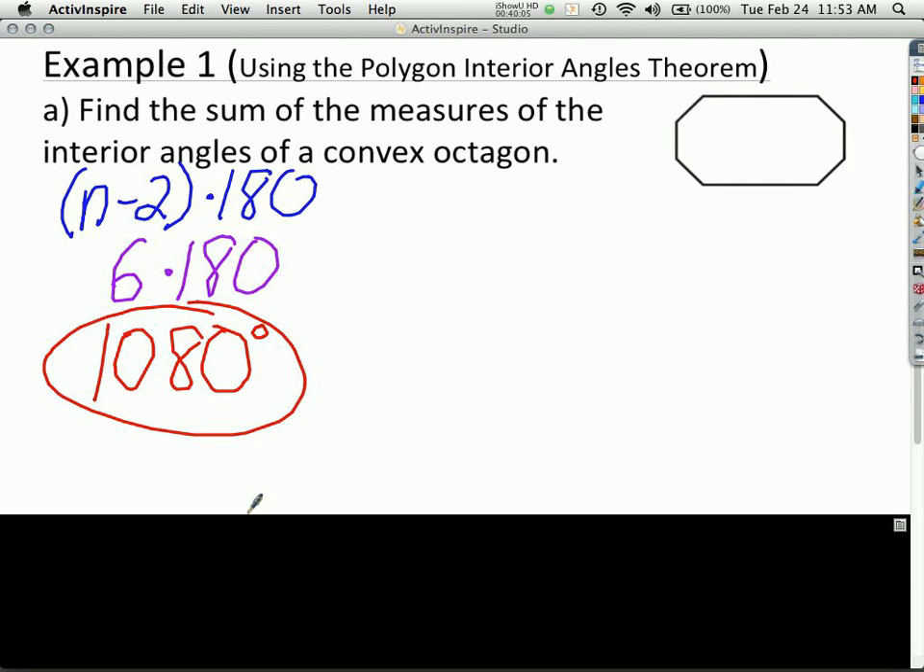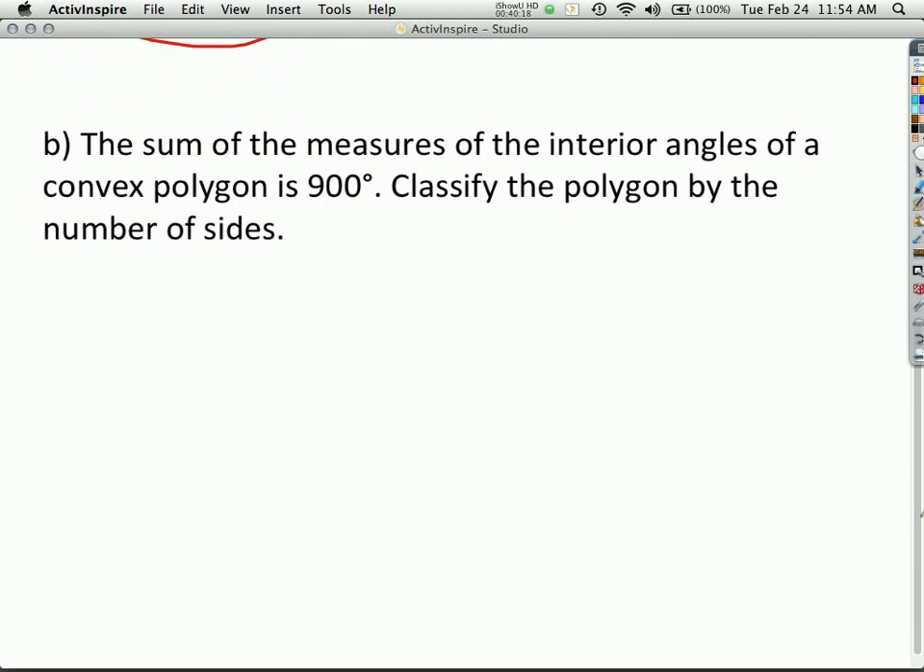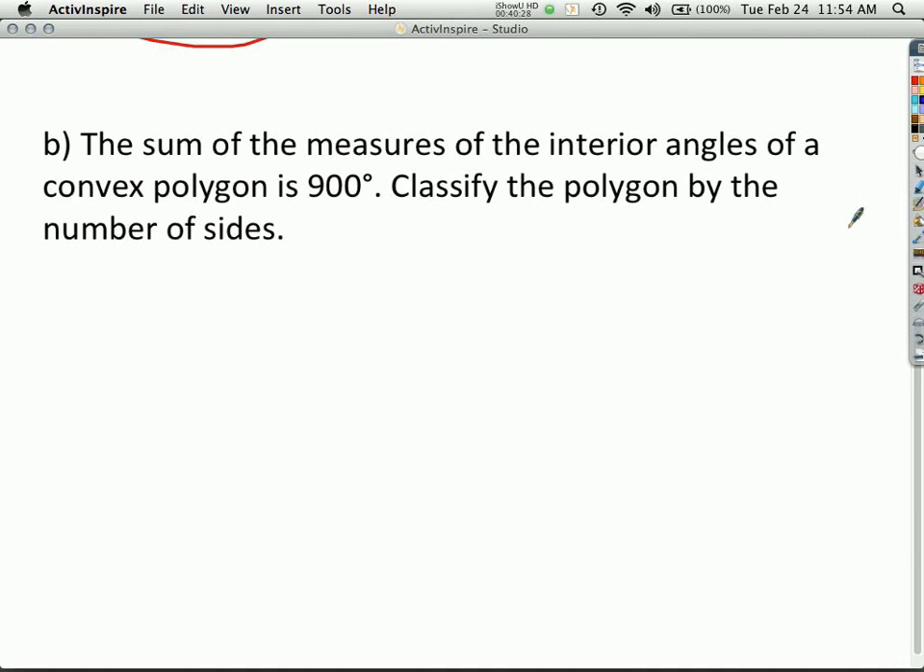Would there be a question that it would ask you to find the number of sides, and it tells you the sum of the measures of the interior angles? Wait for it. All right. So the sum of the measures of the interior angles of a convex polygon is 900 degrees. Now tell me which polygon it is. You're saying you think this is a heptagon? It does? Okay, let's find out.